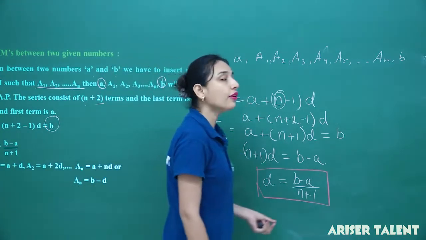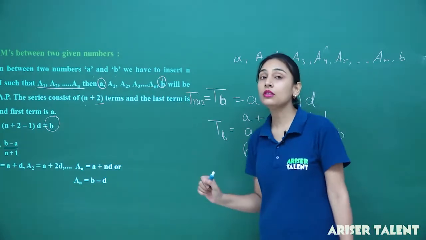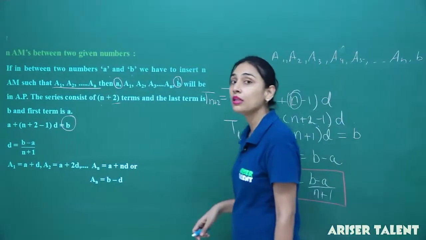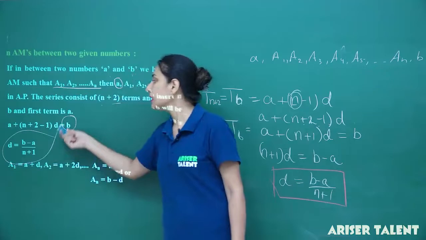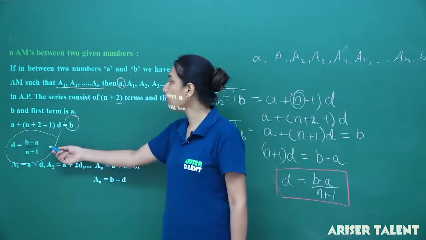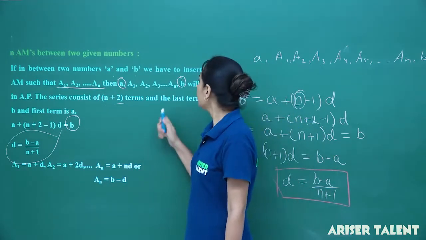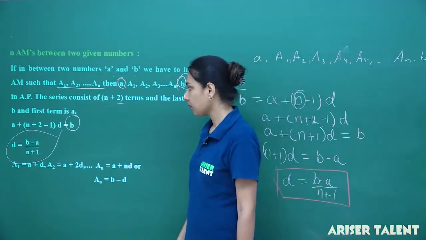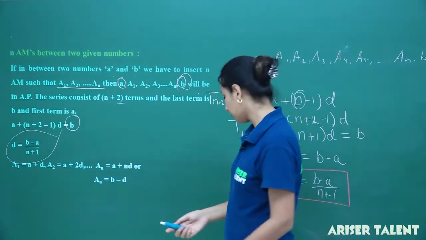So can I write D equals to B minus A over n plus 1? The formula for the common difference in arithmetic means progressions, we will use this formula: D equals to (B minus A) upon n plus 1. This is the same formula we have seen here. So this formula has been derived by the procedure of this Bth term and then the difference. Okay, so A1 equals to A plus D.